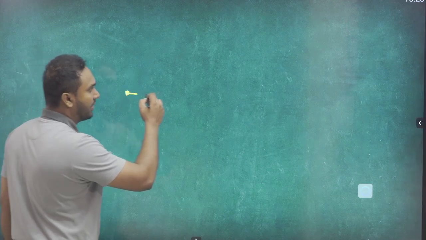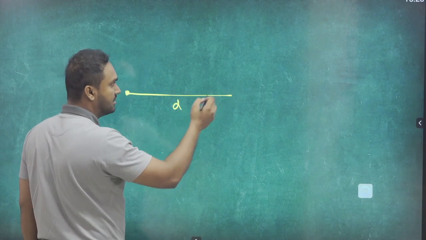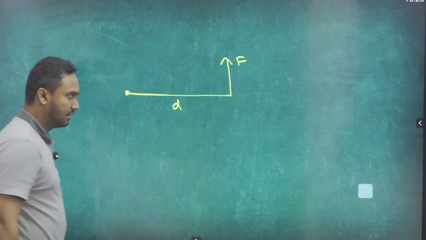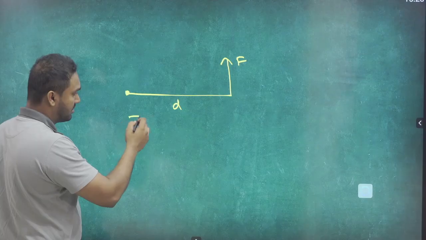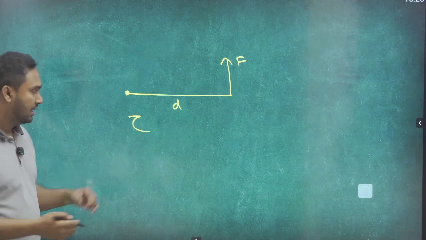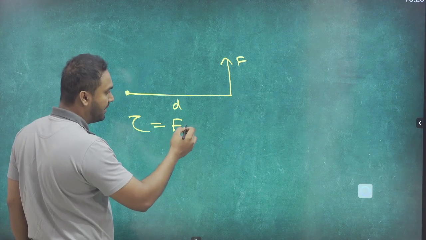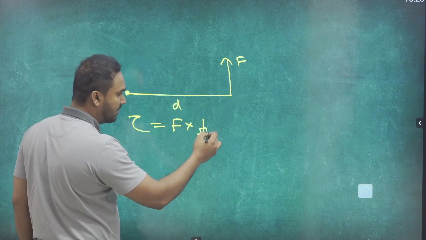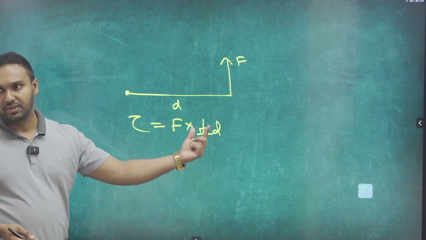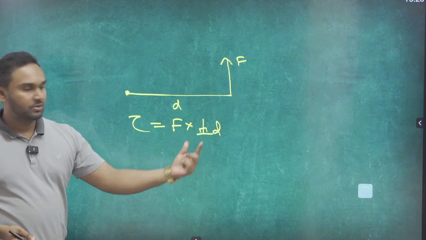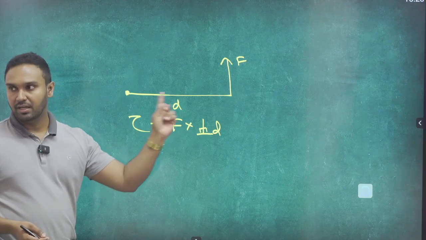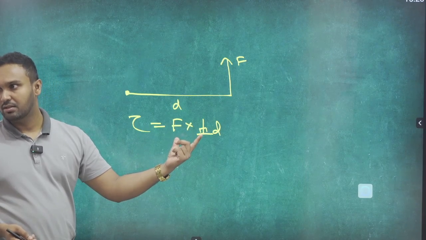This is the pivot point and the distance d, perpendicular. There is a force acting here, right? If I take the moment as tau, this is the symbol of tau, so tau equals F into the perpendicular distance d. You don't have to write this symbol, Fd is enough. I just pointed out that it should be perpendicular. So to get the torque, you have to multiply the force and the perpendicular distance.